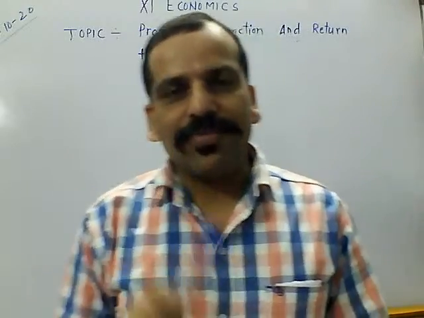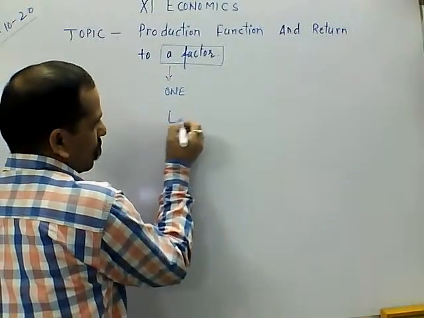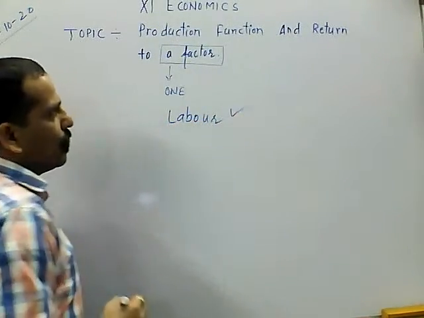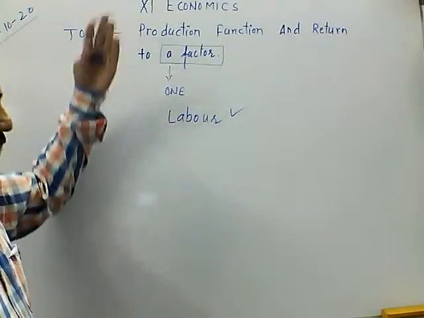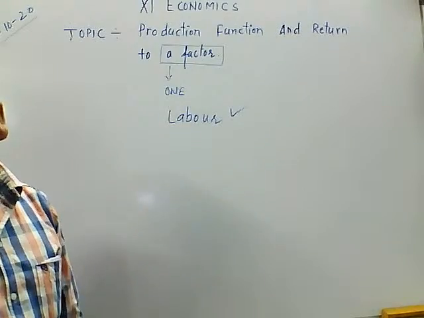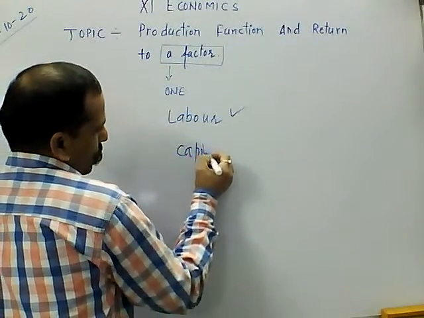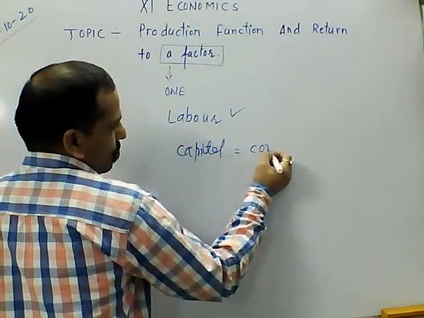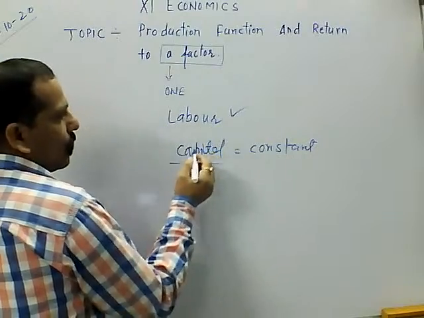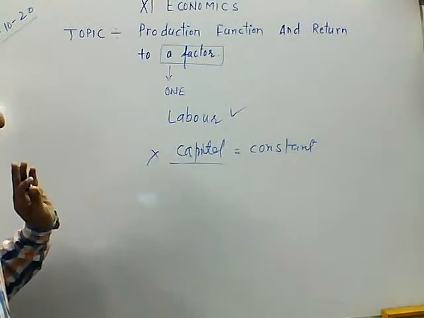So land, labor, capital, entrepreneur, four factors of production. So in this chapter we will talk about the labor only. We will discuss labor and return to a factor. Return to a factor means return to labor. If labor will be increased one by one, when you talk about the capital, so capital remains constant. Got it? So here we will talk about the labor and capital will remain constant.